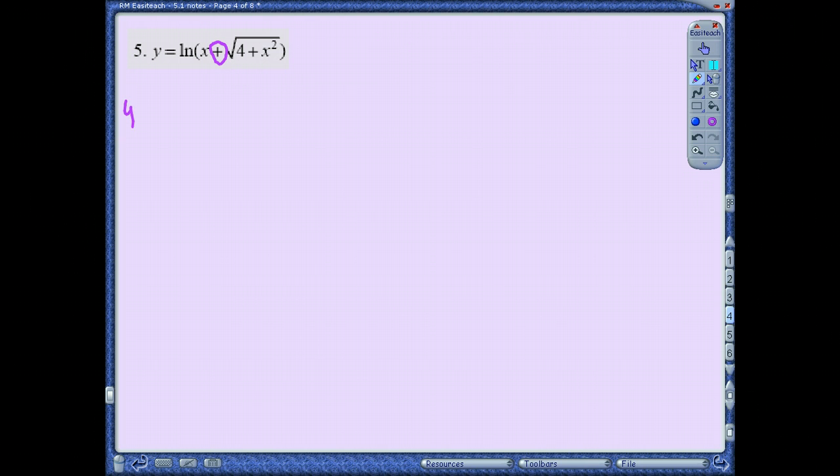So we're going to go ahead and take our derivative. We're going to take 1 over what you're taking the log of times the derivative of what you're taking the log of. So times the derivative of x is 1 plus, remember the square root of 4 plus x squared is a chain rule, so that power is a 1/2, so we're going to bring that 1/2 down in front. We're going to subtract 1 from the exponent. So that's a negative 1/2. And then we're going to multiply by the derivative of what's inside, which would be 2x.